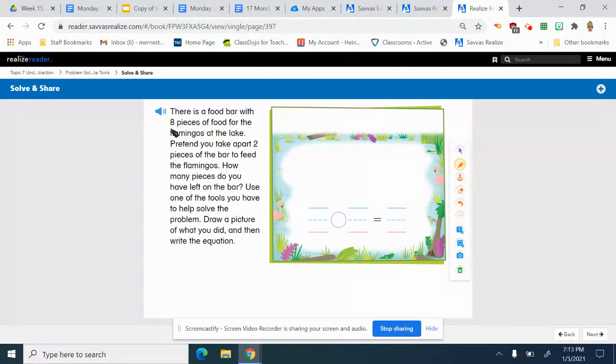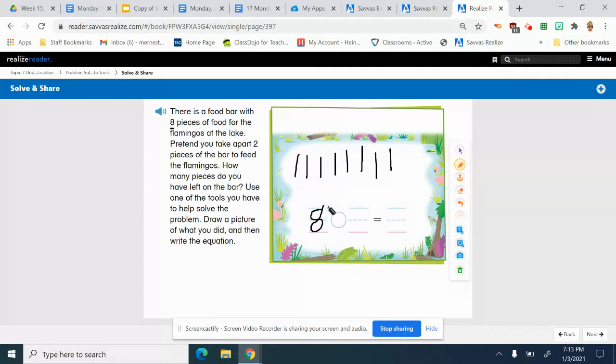So we started out with the number 8. We're going to make 8 pieces of food. Actually, I think I'm going to do straight lines instead. 1, 2, 3, 4, 5, 6, 7, 8. So we started with 8. Let's go ahead and write our 8 here.